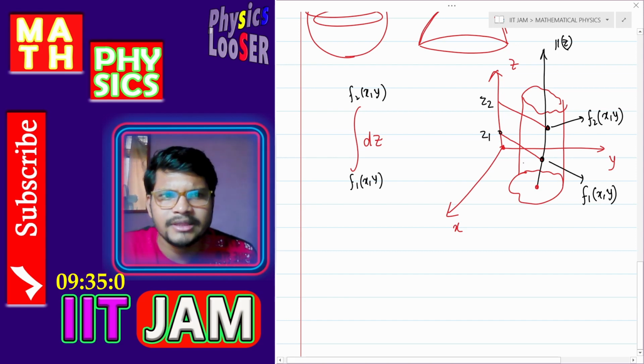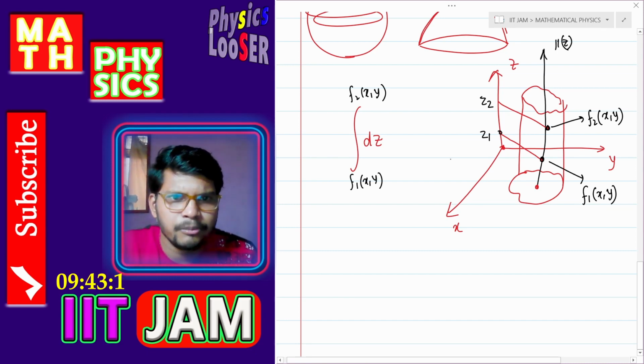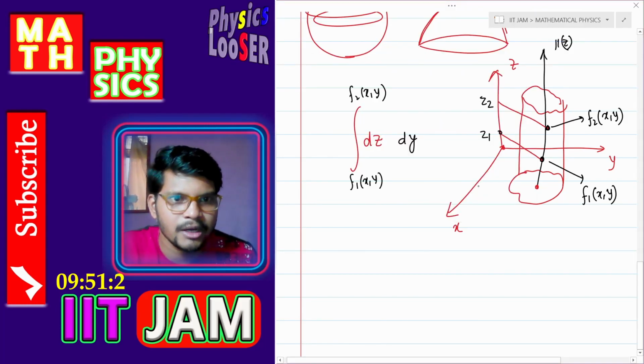Now when this one is done, you are in the xy plane. So you are seeing the shadow of the three-dimensional object. Now over here you have to take an integral of dy. So how will you put an integral of dy? You just have to take one particular line which is parallel to the y-axis.